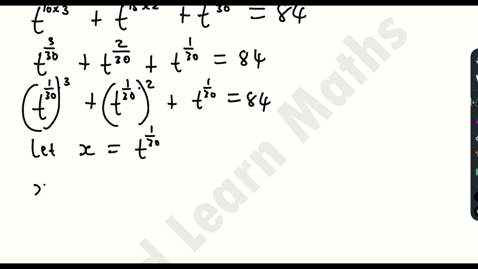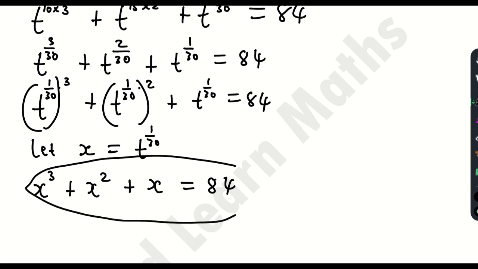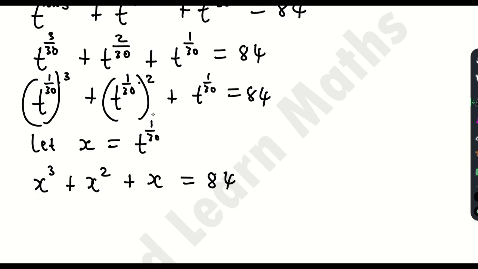So I have x, because I'm replacing this, raised to the power 3 plus, what about the next one? X raised to the power 2. It has a power of 2 here. And plus what? This is what? Just x. And all is equal to 84. Can you see how simplified this is now? So it will be easy for me to work this out.